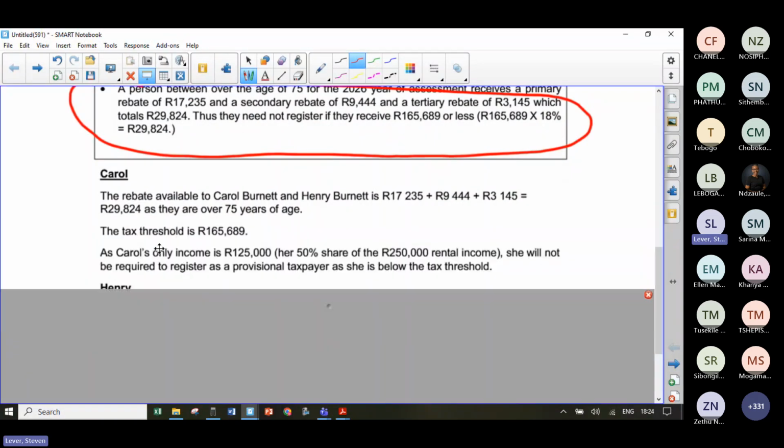It says the rebate available to Carol and Henry is 29,824. I just did that as they're over 75. The tax threshold is 165,689. What's basically going to happen, guys? Unless they're earning more than 165,689, they do not need to register for provisional tax. It says here, as Carol's only income is 125, a 50% share of the rental income, she will not be required to register as a provisional taxpayer because she's below the threshold.